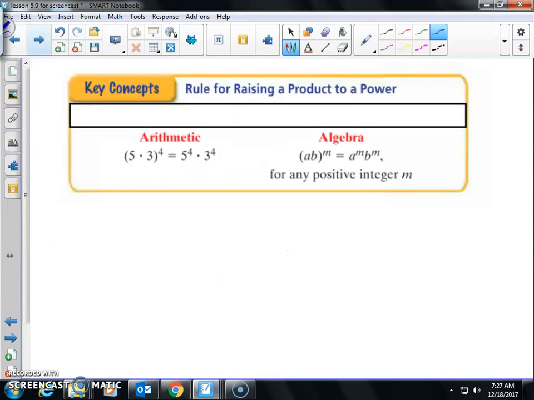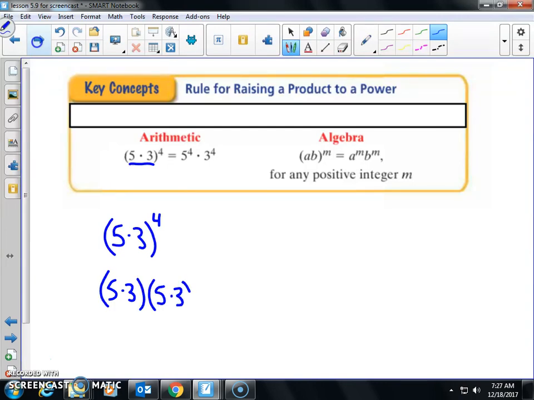So, our rule for raising a product to a power, in this example here, 5 times 3 raised to the fourth power. Well, I know that means 5 times 3 raised to the fourth power, so I have 5 times 3, but I have 4 of them. 5 times 3, another 5 times 3, another 5 times 3. Okay? But I could think of it this way. The 5 has a 1 exponent, the 3 has a 1 exponent. So really I could grab the 1 on the inside and multiply it by the 4 on the outside. That's the same as 5 to the fourth times 3 to the fourth.